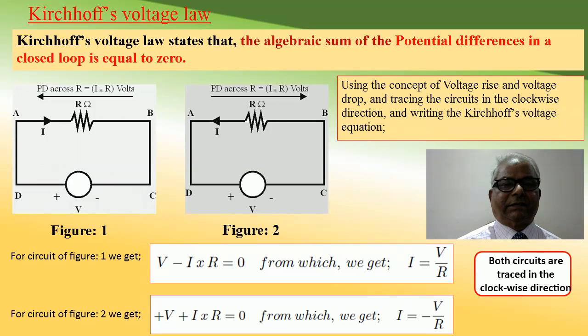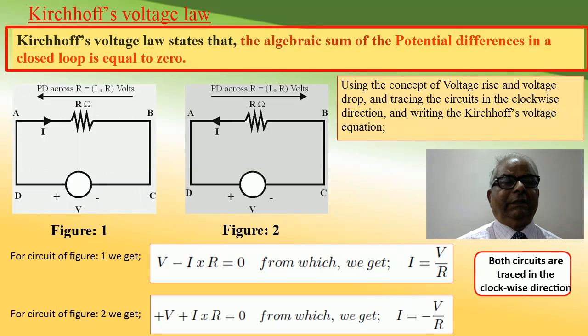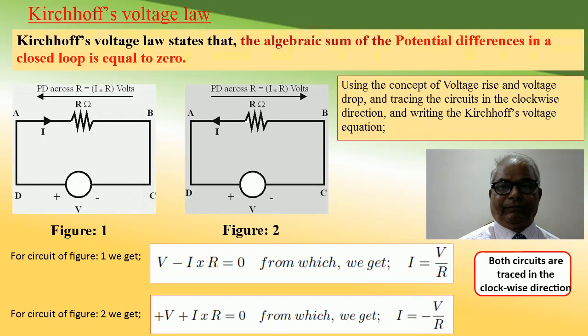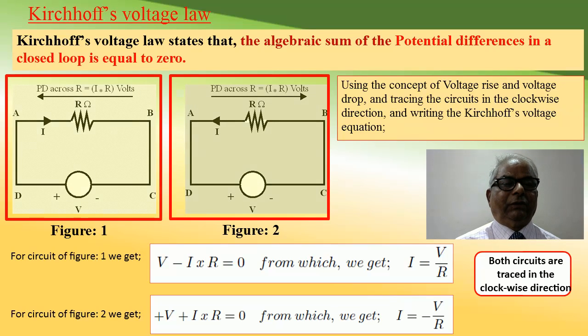Friends, first let us define the statement of Kirchhoff's voltage law. Kirchhoff's voltage law states that the algebraic sum of the potential differences in a closed loop is equal to 0. When we say the algebraic sum of the potential differences, we should be in a position to identify the voltage rise or voltage drop across each circuit element, and by suitable assignment, we should be able to write the Kirchhoff's voltage equation. So, consider the figure shown in 1 and in figure 2.